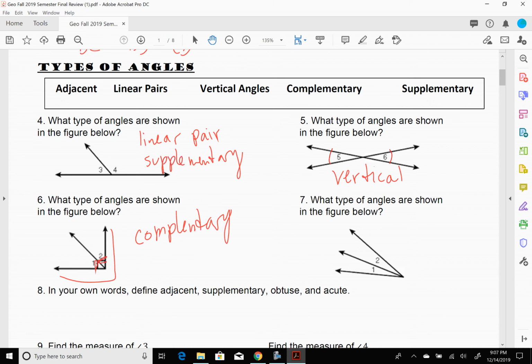Number 7 here, the correct word you would use for these is adjacent because we don't know what they add up to. And they are definitely not a linear pair and they're not vertical, but they are adjacent because they're sharing this line in the middle.